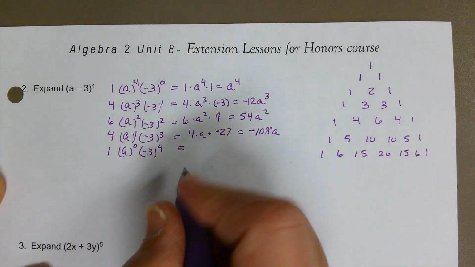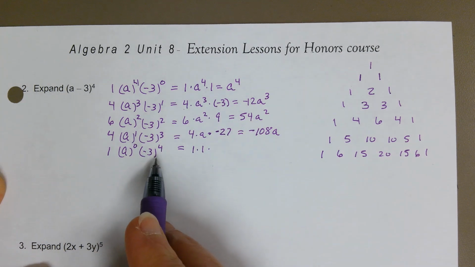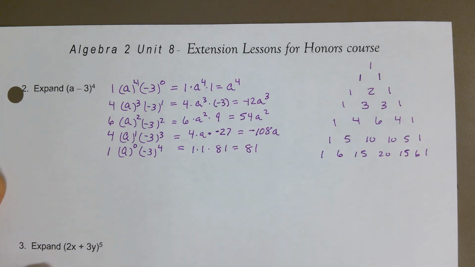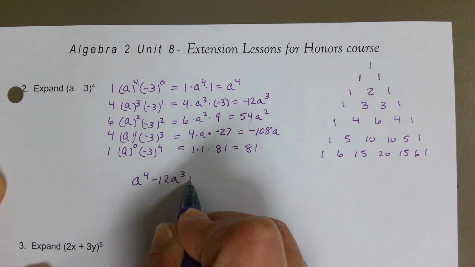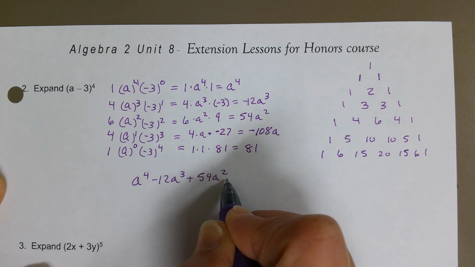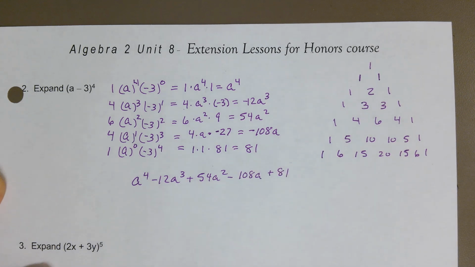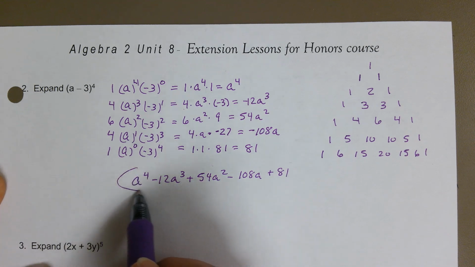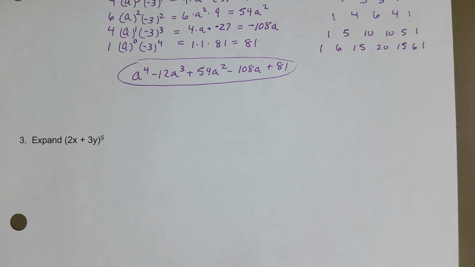And our last term, 1 times a to the 0 is 1. Negative 3 to the power of 4 is 81, positive. Now let's write our 5 terms. A to the 4th minus 12a to the 3rd plus 54a squared minus 108a plus 81. So a minus 3 to the power of 4 expands to this expression.